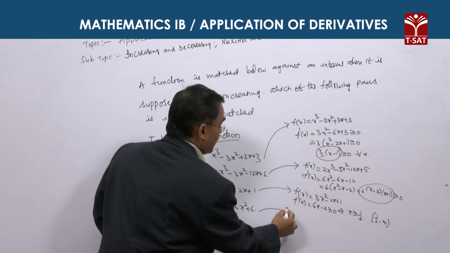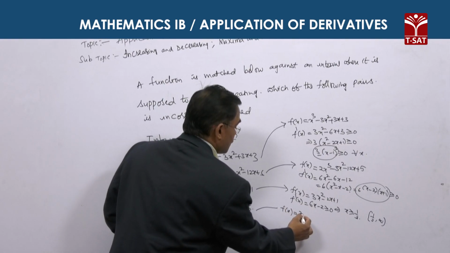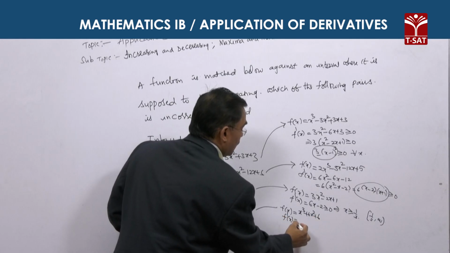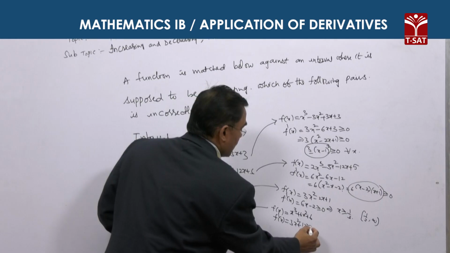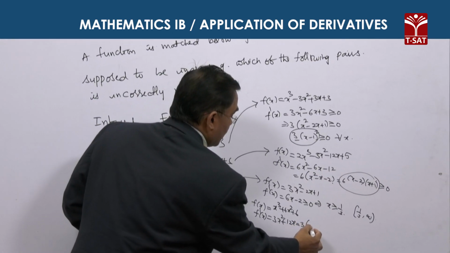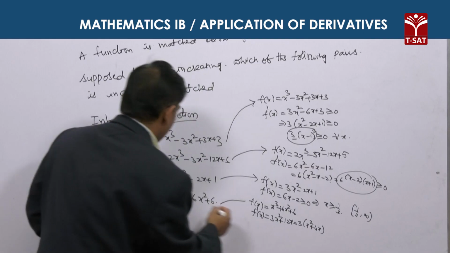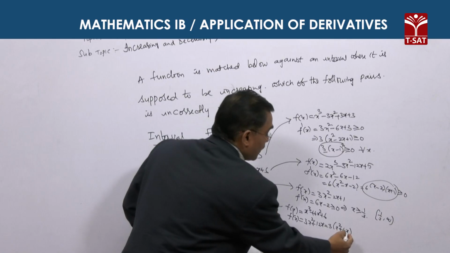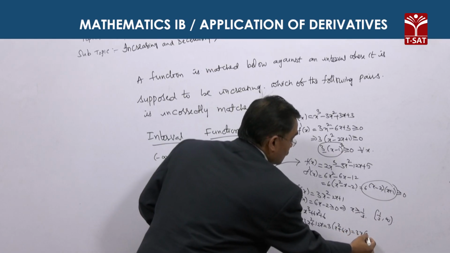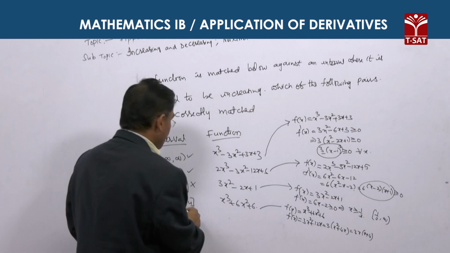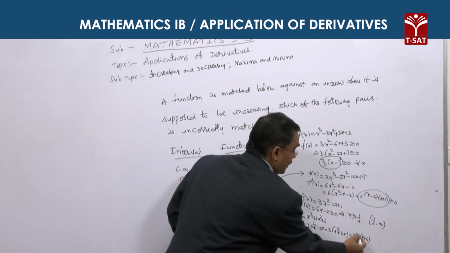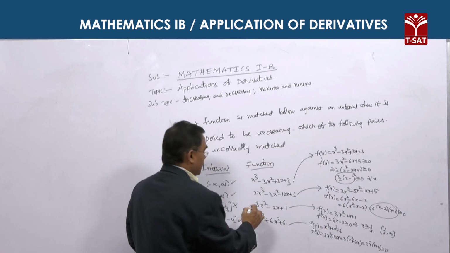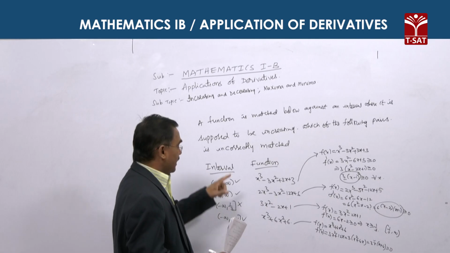Next, the function f(x) = x cube plus 6x square plus 6. That implies f'(x) = 3x square plus 12x. 3 is common: x square plus 4x. The given interval is minus infinity to minus 4. So we can take 3 times x times (x plus 4). In the range minus infinity to minus 4, x is negative and x plus 4 is also negative, so the total is positive. That's why this is also correct. Therefore, the incorrect match is the third one.